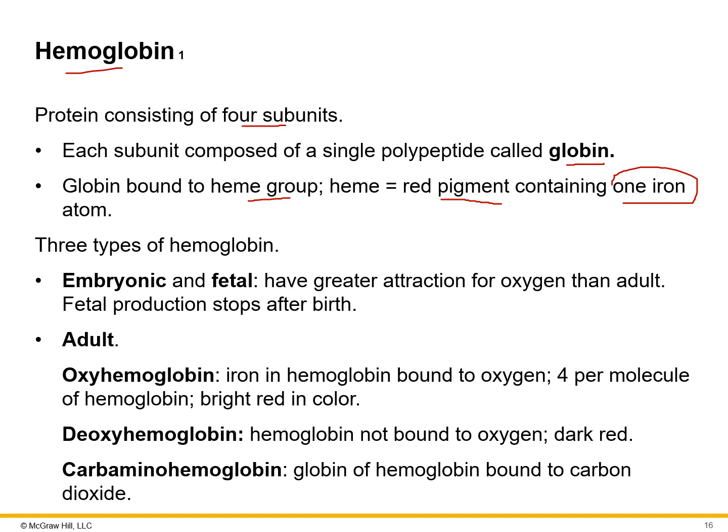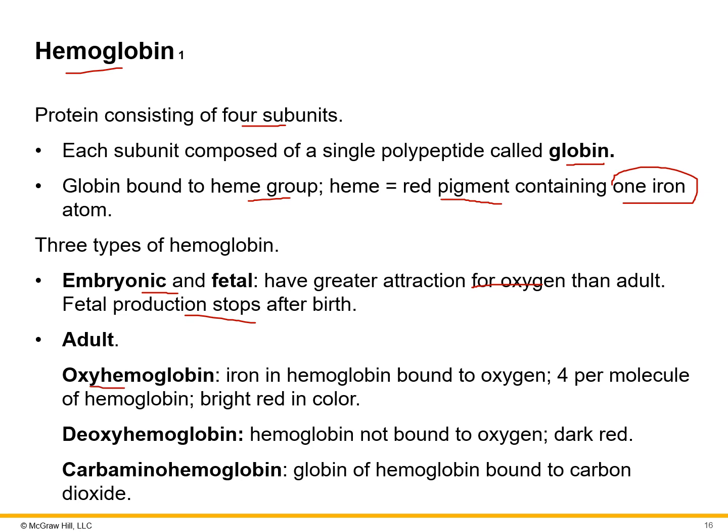And there are 3 different types of the hemoglobin. So there's embryonic or fetal. They have a greater attraction for oxygen than the adult. But they are going to stop production after birth. So hence the name embryonic or fetal. They're only produced during development. After birth, there are 3 different types in the adult.